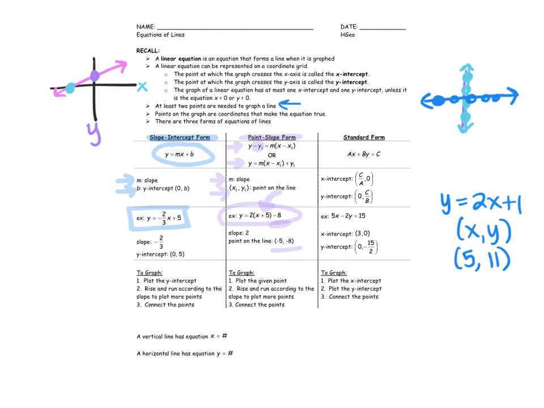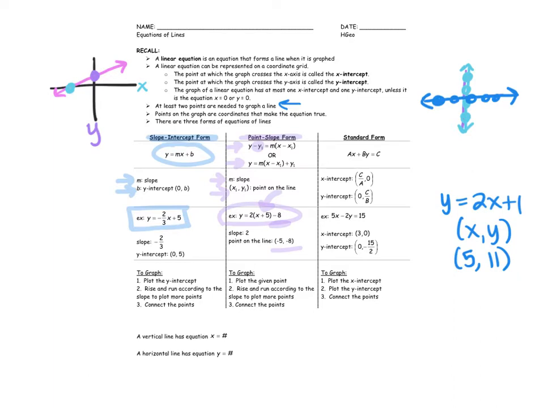And so to graph the equation of a line from point-slope form, you're going to plot the given point, and then you're going to rise and run according to the slope. So in this case, the slope is 2. You'd go up to right 1, up to right 1, or down to left 1, down to left 1, and that will give you a bunch of points.